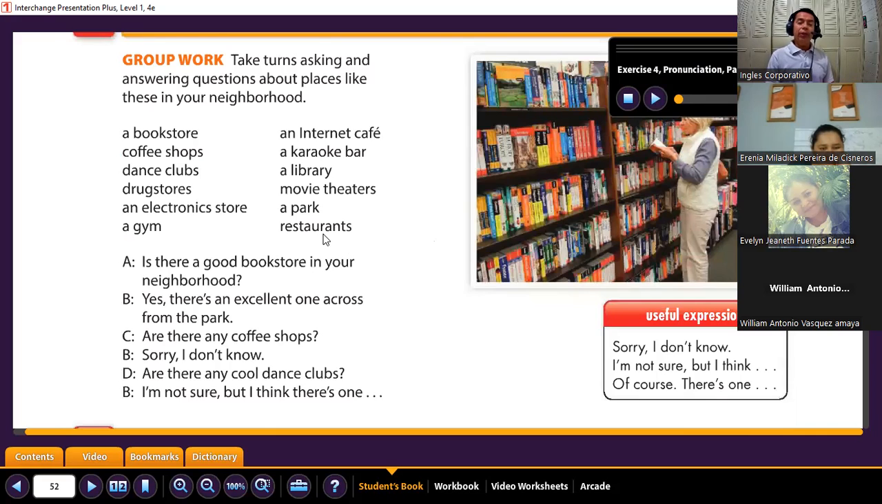Take turns asking and answering questions about places like this with your neighbor, right? We're going to talk about Lourdes. We're going to talk about San Miguel. No, San Rafael Cedros, sorry. We're going to talk about San Salvador, etc., etc., right? Now, one volunteer, a pair volunteer, right? One volunteer asks another student about one of these places, right? Someone is going to ask about a karaoke bar, right? A library, a movie theater, a bar, restaurant, etc.